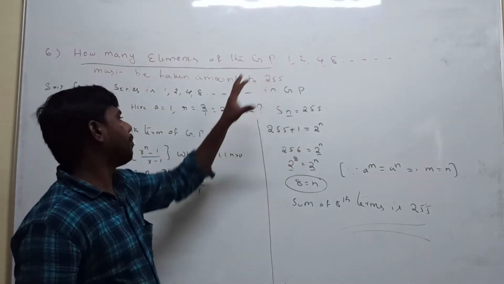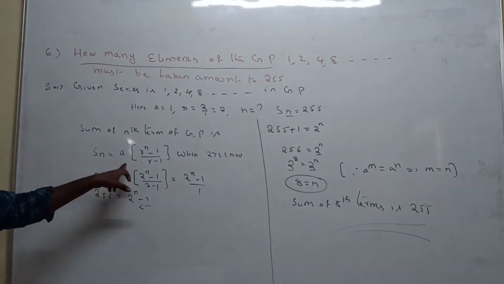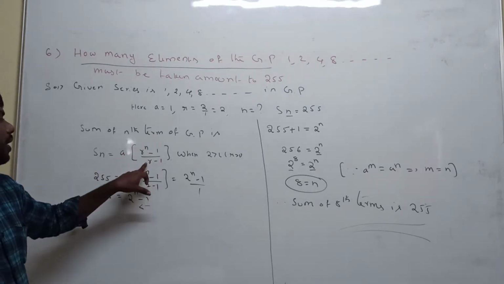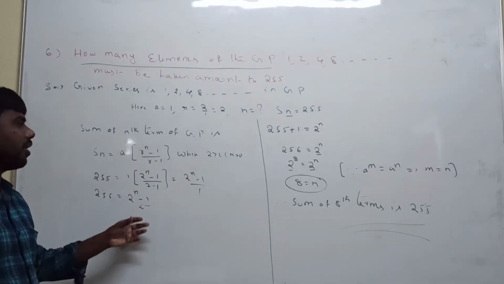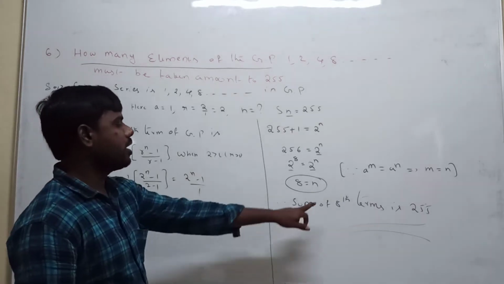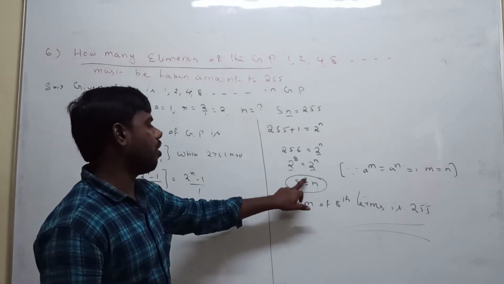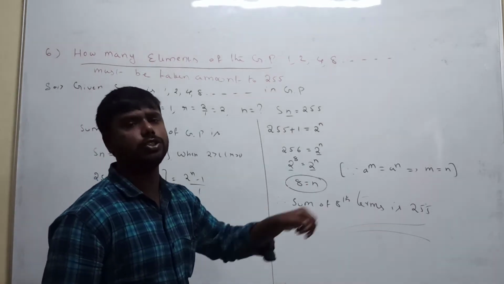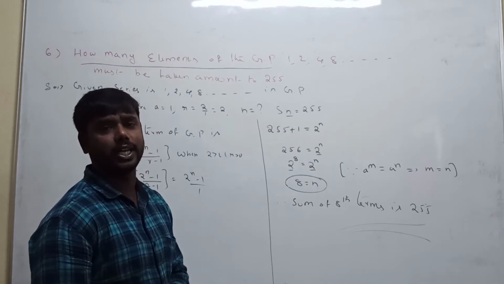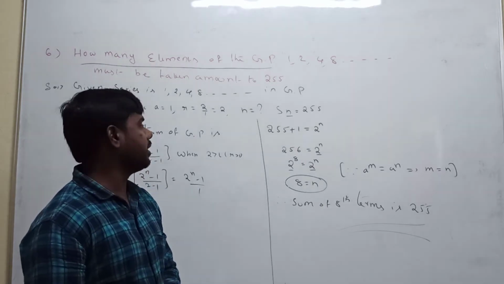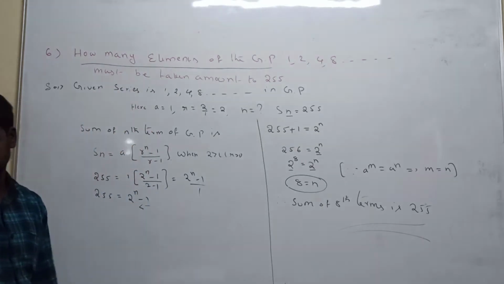n. Now applying the formula: Sn is equal to a into r power of n minus 1 by r minus 1. We are applying all the values. Finally we got n is equal to 8. So sum of 8 terms value is 255. It is clear? Everyone understood? Any doubt is there? I think no doubt at all.